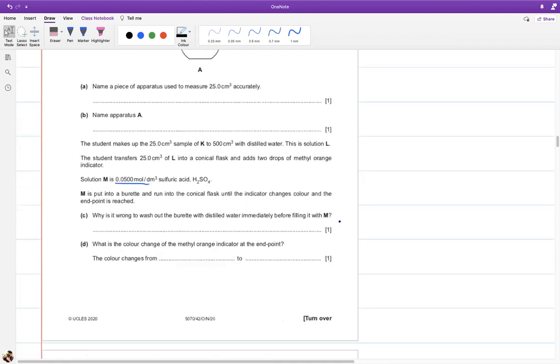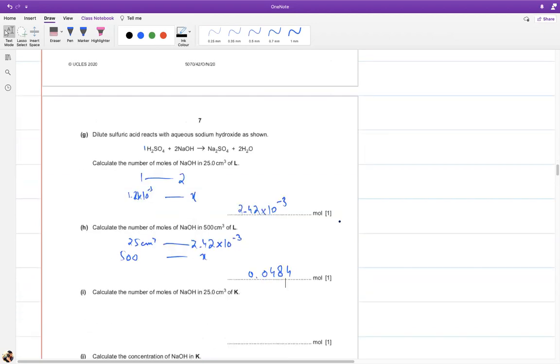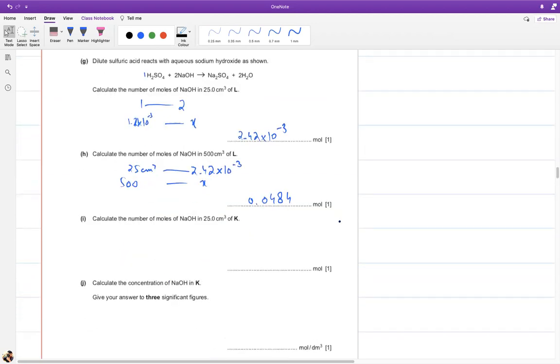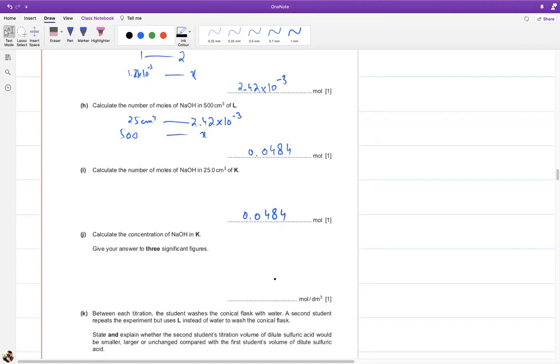That means कि यहां पर हमने जो 25 से 500 cm cube के moles निकाले, they are the same number of moles that were present in K. फर्क क्या था कि इसमें पानी ऐड हो गया था. ठीक है. So this is the number of moles that you had in K, so 0.0484. Same number of moles. So what was the concentration? The volume here is 25.